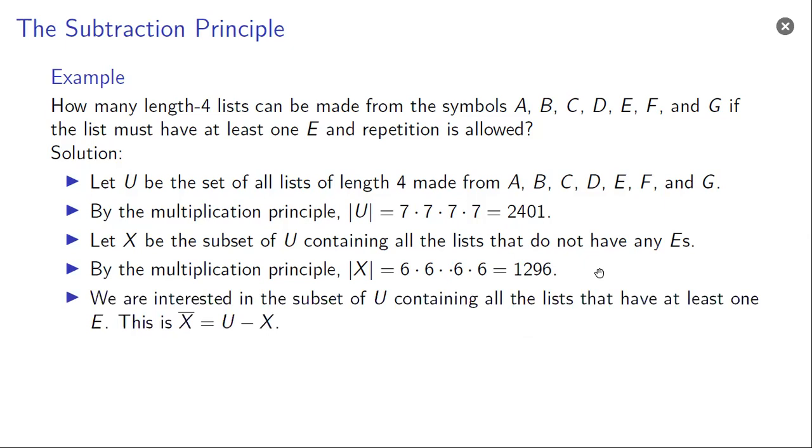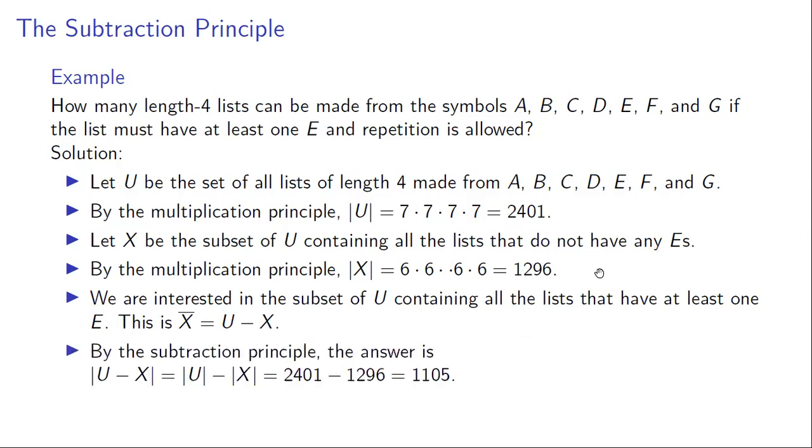We are interested in the subset of U containing all the lists that have at least one E. In other words, what we're interested in is the complement of X, not X, but the opposite of X, meaning everything in the universe except for X, U minus X. That's what we're interested in. By the subtraction principle, the answer is the cardinality of U minus the cardinality of X, which is 2,401 minus 1,296, which is 1,105. And that's in fact the answer that we got in part D of the previous video.